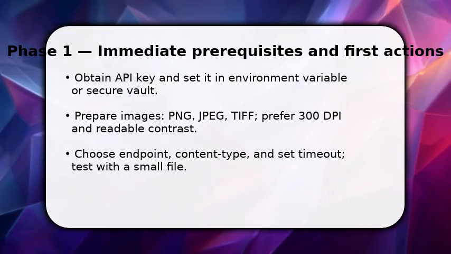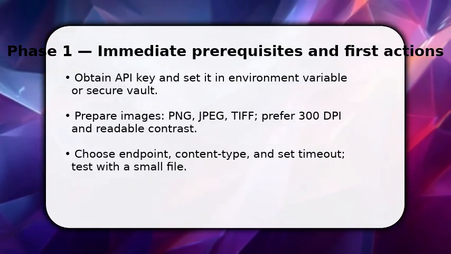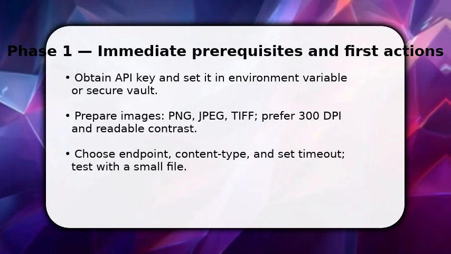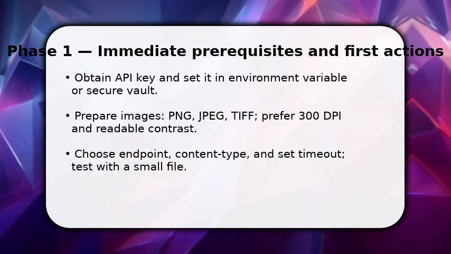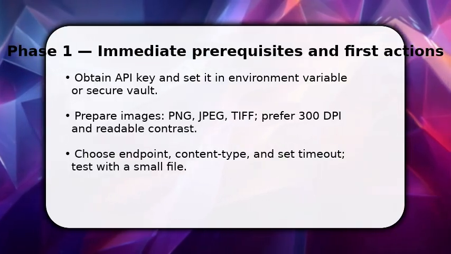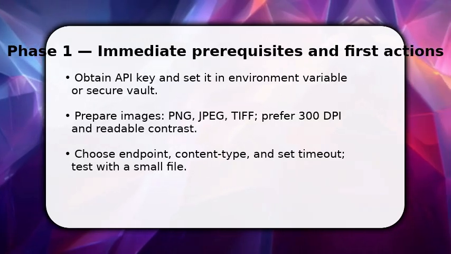You begin by confirming prerequisites: an API key, supported image formats, and network access. Next, set your key as an environment variable so calls authenticate securely. Once done, convert a sample image to PNG or JPEG and ensure 300 dpi for best OCR results.